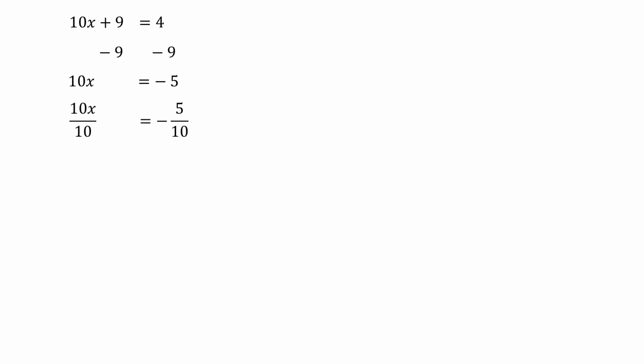So what am I going to do with 5 over 10? Well, 5 is 1 times 5. 10 is 2 times 5. Hey, there's a common factor of 5. I can cancel those 5s. Notice the negative sign in front of the fraction just sat there. And I end up with negative 1/2.